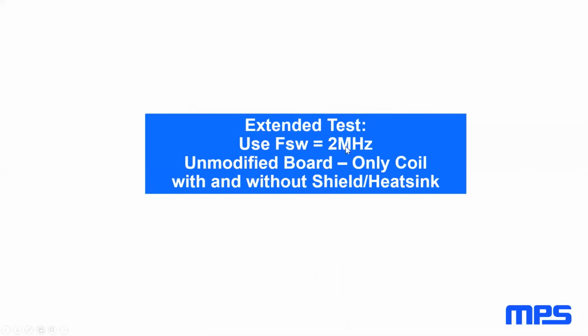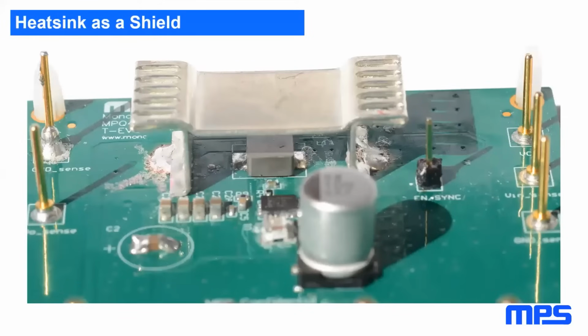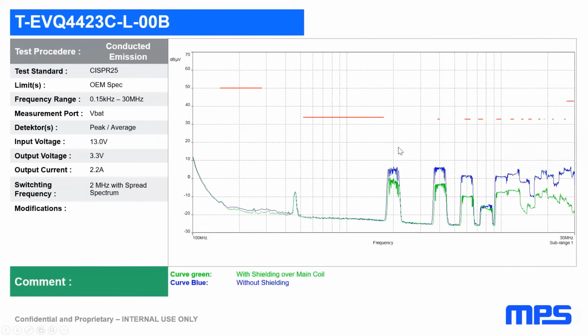Another test case was to use the same board with 2 megahertz instead of 400 kilohertz. We used the unmodified board. Only the coil was changed to the small 5030 coil with the start of winding at the switch node, and we did the experiment with a transistor heatsink acting as a shield. You see the ground connection on both sides, and here we have the comparison EMC test result in blue without the shield, and in green when the shield is placed.